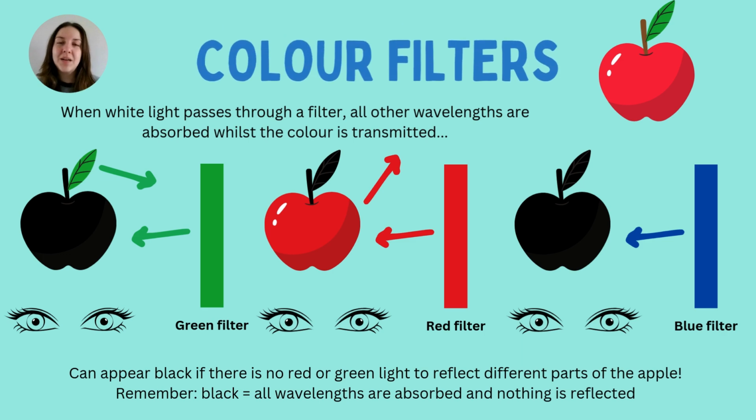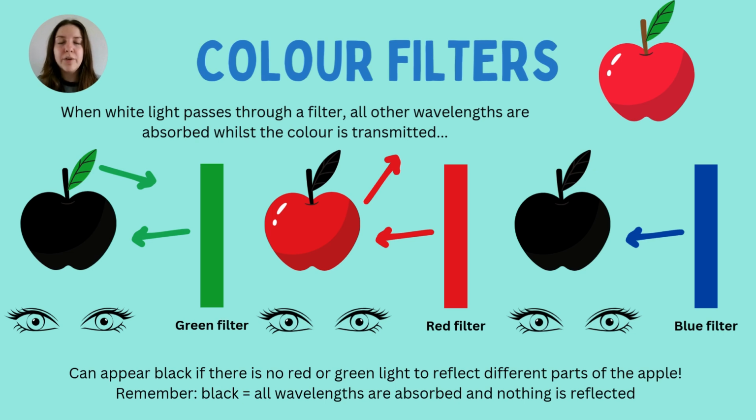So let's go back to the example of the red apple. As you can see in this case, we've got three different filters, and you can actually see that the apple appears different in each of those filters. So if we add the apple in the green filter, all of the wavelengths of white light are absorbed by the green filter. The green light is the only one that's transmitted through, and it goes to the apple and is absorbed fully because the apple itself, except for the leaf, is red. So the green color of light, that wavelength is absorbed, so it therefore appears black to us.